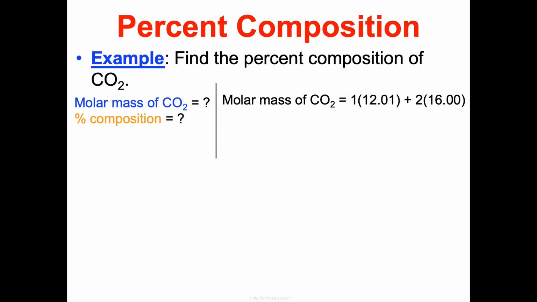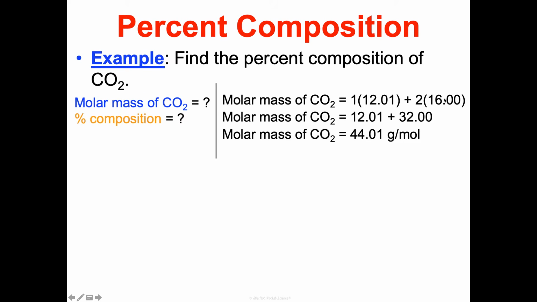So first, let's find that molar mass. There's 1 carbon, which I look up on the periodic table. Carbon has a molar mass of 12.01 grams per mole. And there's 2 oxygens, so 2 times 16. So I get the molar mass of carbon dioxide to be 44.01 grams per mole. Now I'm not done because I need to know the percent composition. So now we just plug it into that formula.